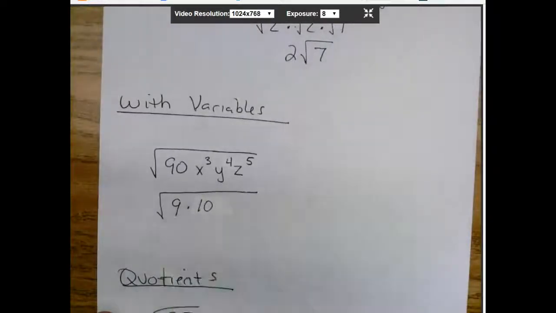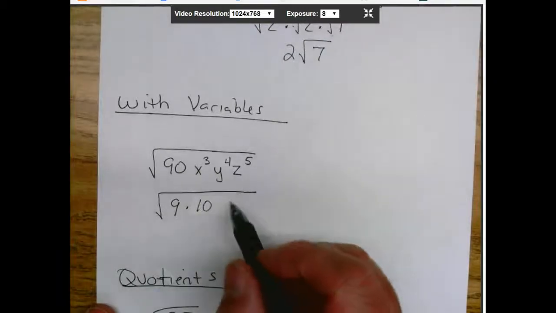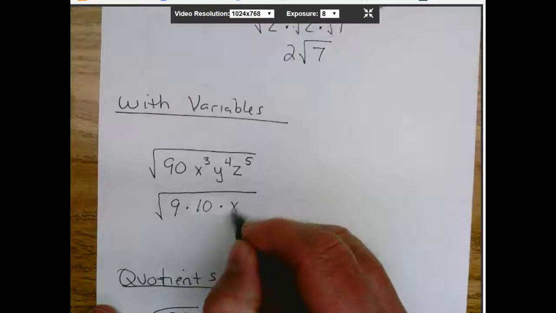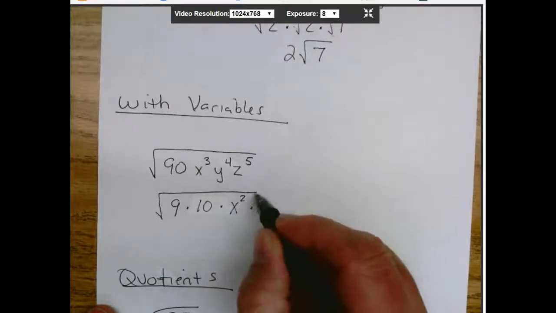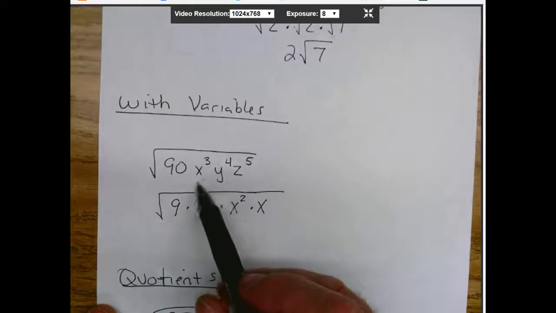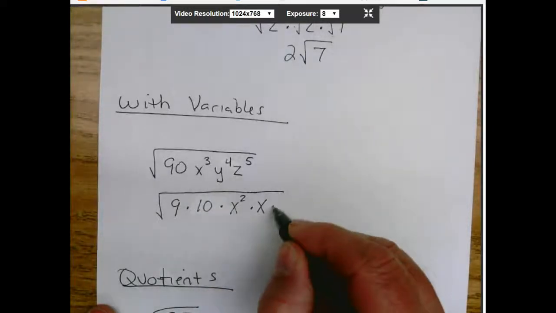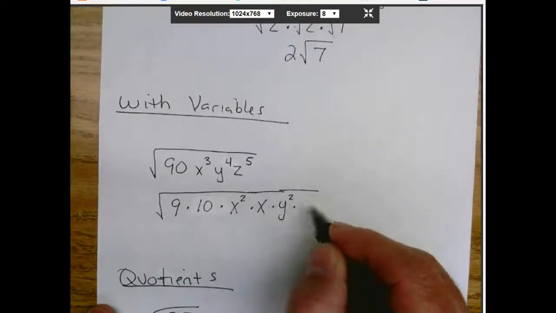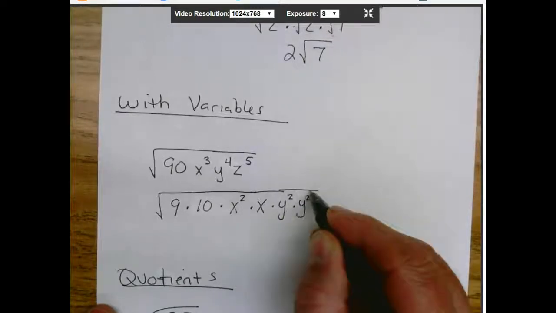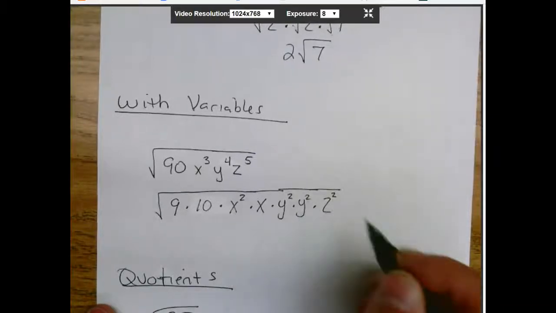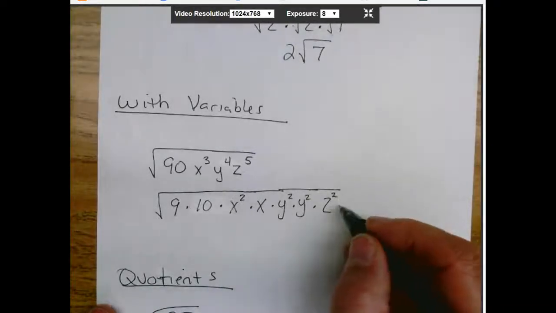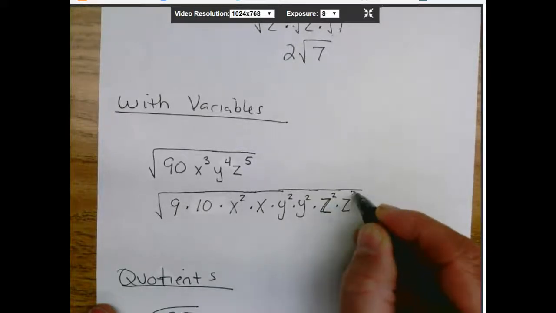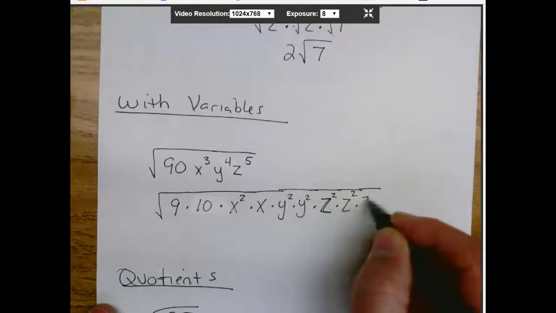Okay, this will help us a little bit. And then we're going to multiply that by the square root of x squared, times x. And then we're going to do square root of y squared times square root of y squared. And then we'll do z squared times z squared times z to the first, right?